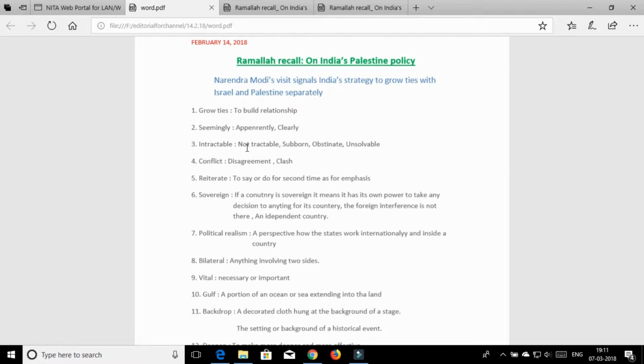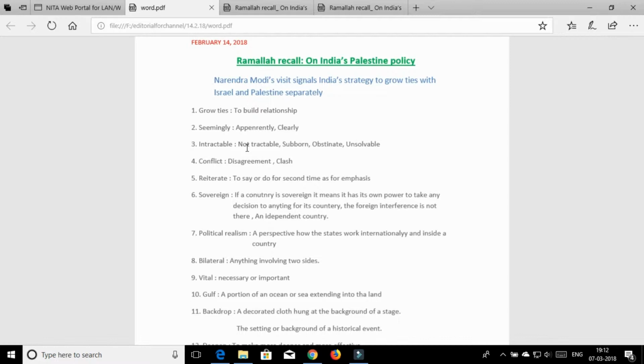Next word is sovereign. This is used for a country or territory. If a country is sovereign, it means that it has its own power to take any decision or to do anything for its country. It means this country has its own government. There is no foreign interference. It means it is an independent country like India. India is a sovereign country, and like India, there are so many countries which are sovereign. But those countries which are under the control of some other country are not sovereign countries.